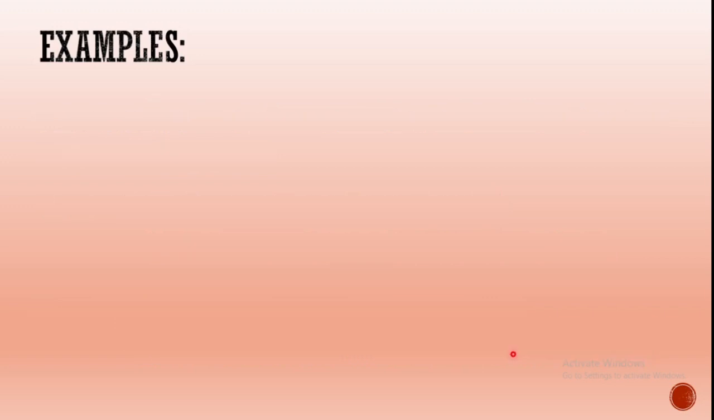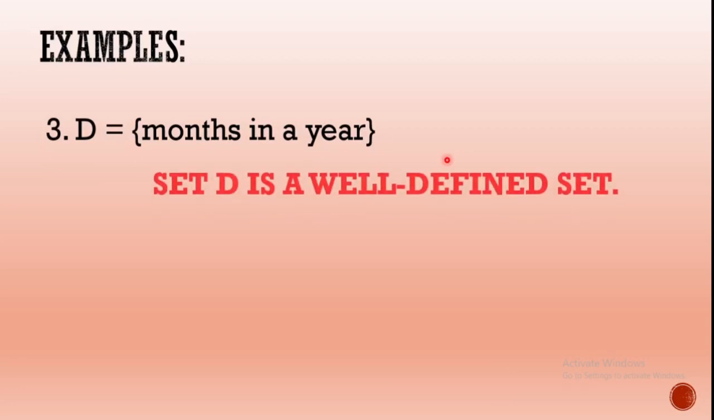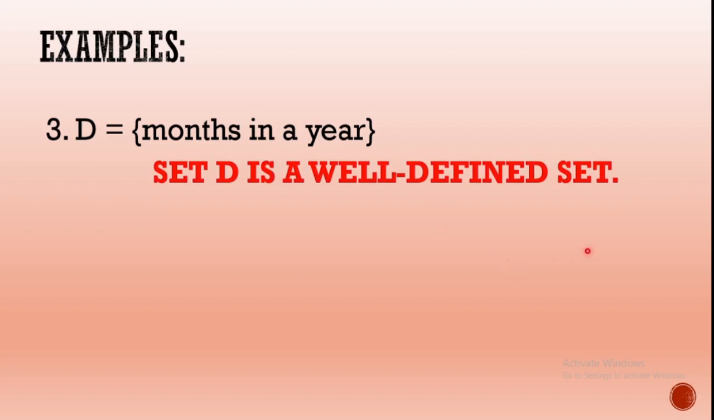Okay? So, next example that we have, number 3, set D is months in a year. So, is it well-defined or not well-defined set? Okay, so set D is a well-defined set kasi po kaya nating ibigay or there is an exact element that we have in the months in a year. So, yun yung January up to December.